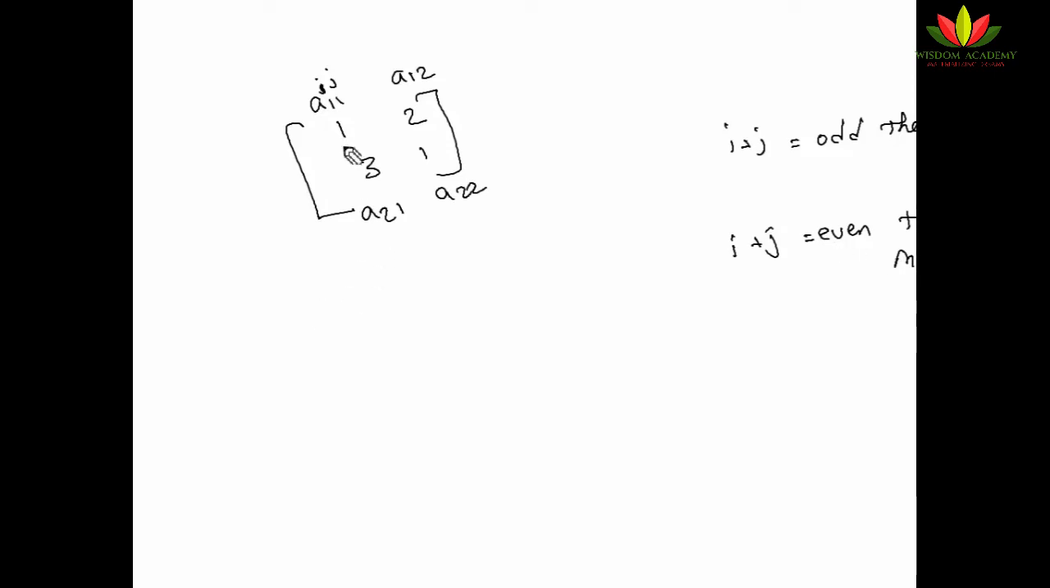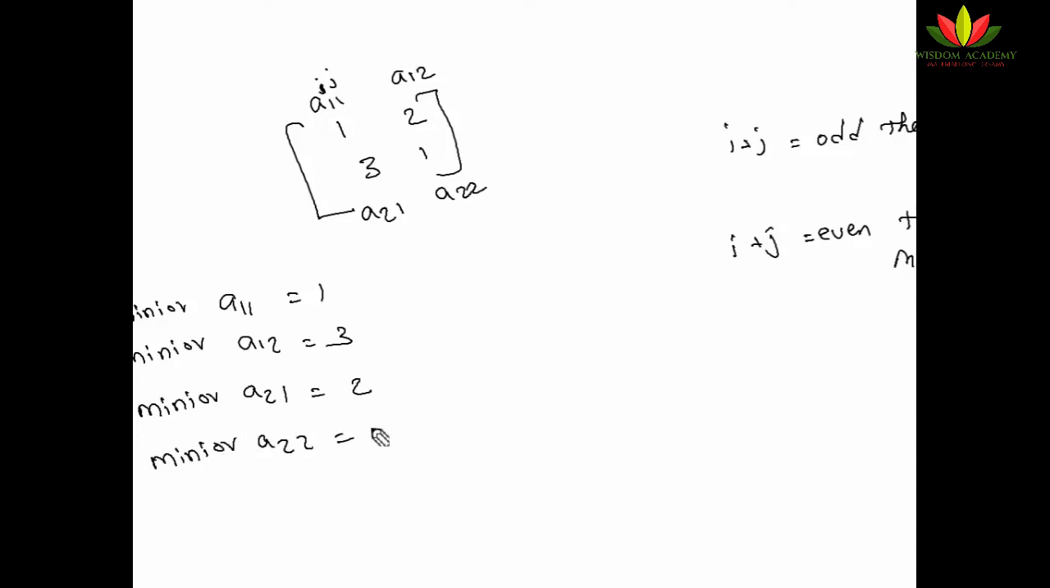That is, what will be the minor of A11 here? 1. I am writing only minor now. So similarly, minor of A12 will be 3. Minor of A21 will be 2. Minor of A22 will be 1.